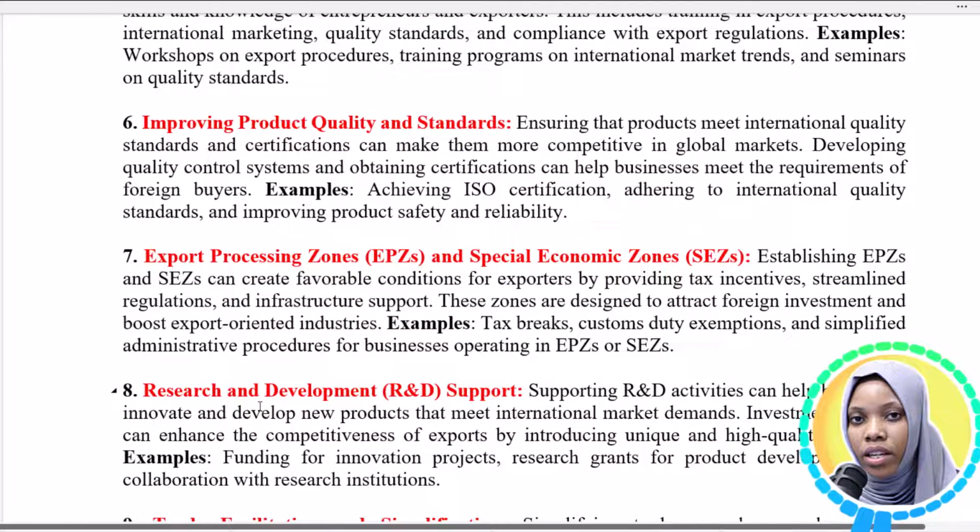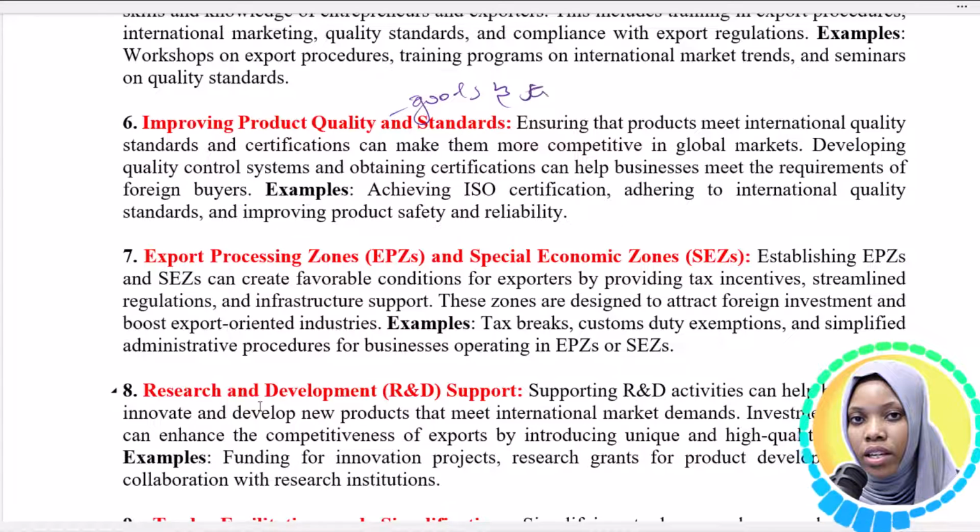Another method of promoting exports is improving product quality and standards. Ensuring that products meet international quality standards and certifications can make them more competitive in global markets. So they improve the quality and standards of their goods and services. And export processing zones and special economic zones is another method.